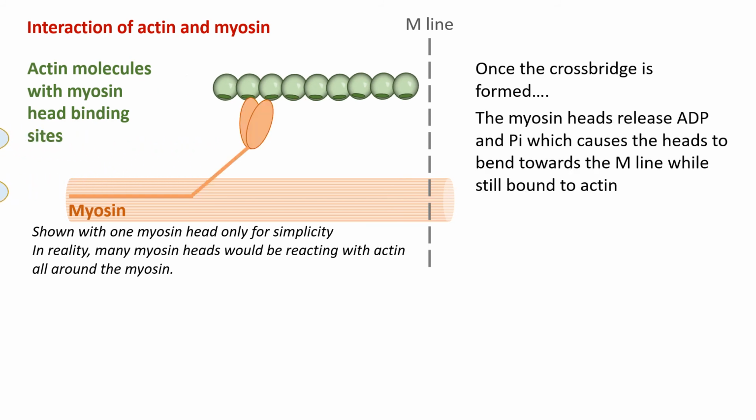But at this stage, we do the power stroke. The myosin heads release the ADP and P. That detaches, goes off. This causes the myosin heads to flex forward, and they bend forward while they're still bound to actin. So what they're doing is they're pushing actin towards the M line, just a tiny bit as far as they can reach. But that release of ADP and P gives us this power stroke, where actin is pushed towards the M line.